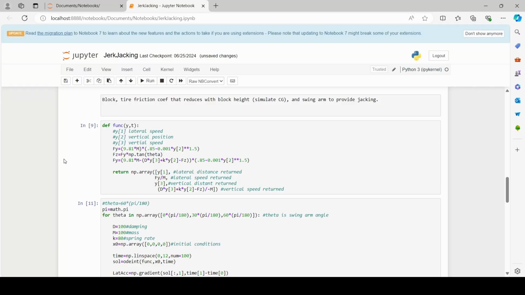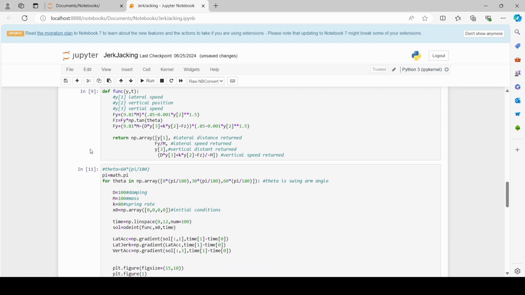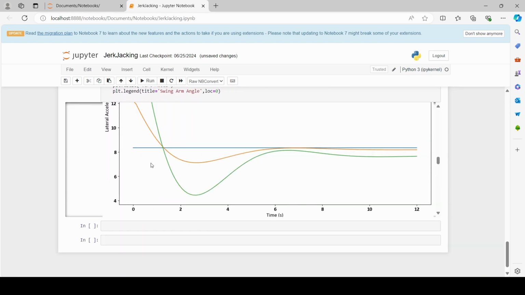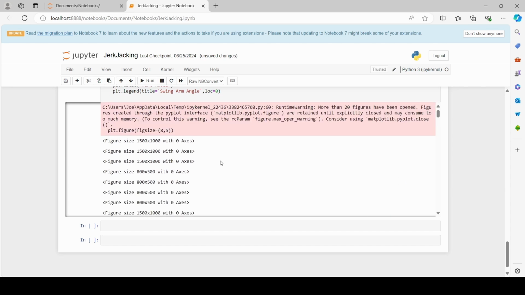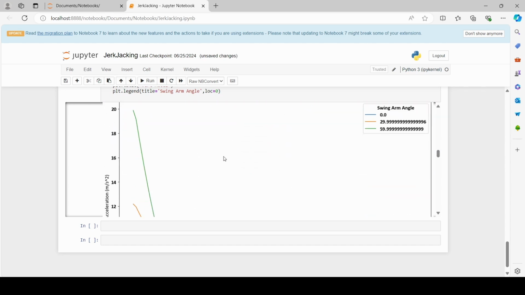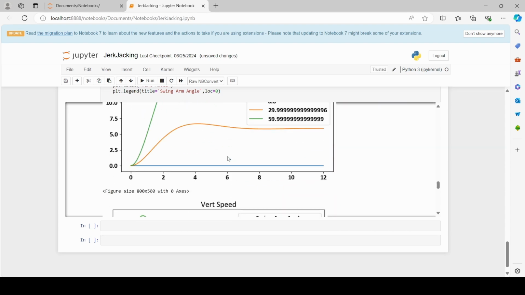So using a Python notebook, I solved my differential equations for the model that I showed you. It has three different settings. We have a horizontal linkage, one at 30 degrees and one at 60 degrees. And of course, damping, mass, spring rate. I just solved it and I got my different graphs. And I'll go through the ones that kind of explain what's going on.